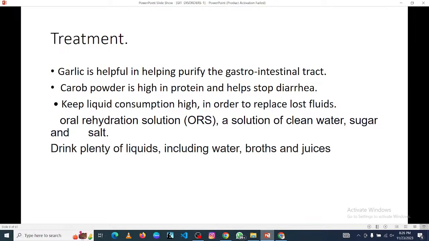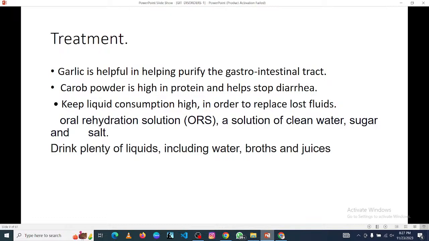So treatment, we have garlic, which is helpful in purifying the gastrointestinal system. Garlic is a broad spectrum antibiotic. Garlic kills H. pylori and other viruses. Garlic is antiviral. It's antibacterial. So if the diarrhea is caused by a virus or a bacteria, it will help to do away with it.